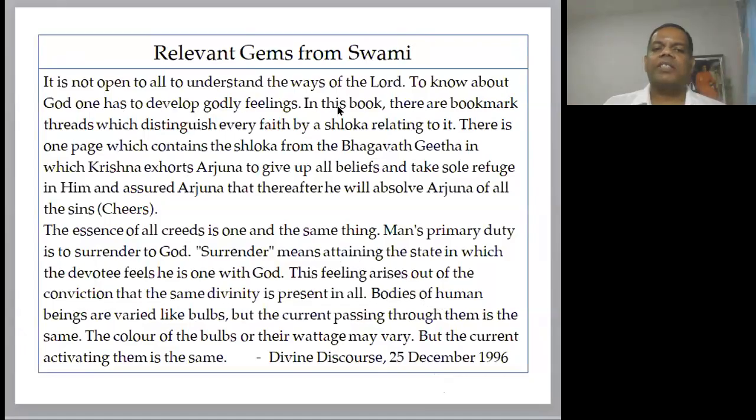It is not open to all to understand the ways of the Lord. To know about God, one has to develop godly feelings. In this book, there are bookmark threads which distinguish every faith by a shloka relating to it. There's one page which contains a shloka from the Bhagavad Gita in which Krishna exhorts Arjuna to give up all beliefs and take sole refuge in him, and assures Arjuna that thereafter he will absolve Arjuna of all the sins, which is Sarvadharman Parityajya Mamekam Sharanam Vraja. That verse Swami is referring to.